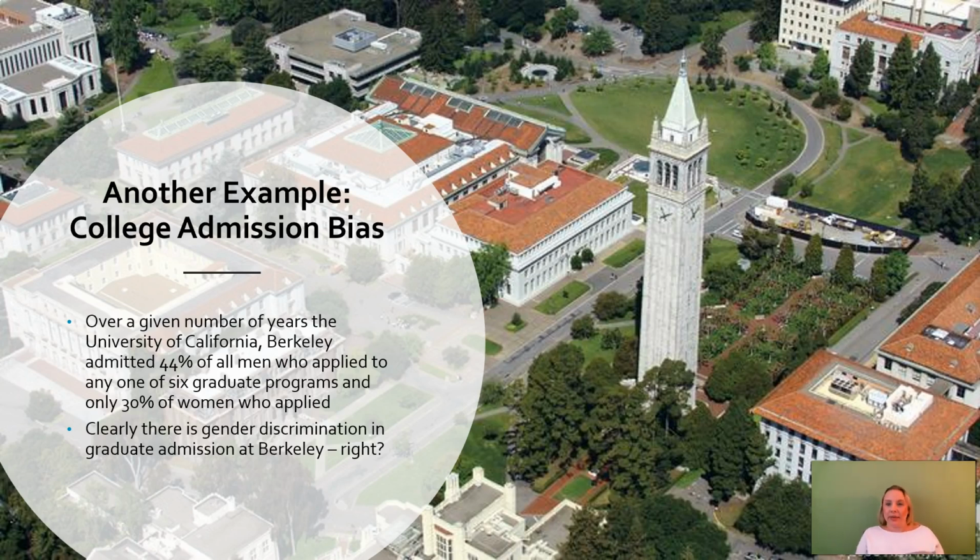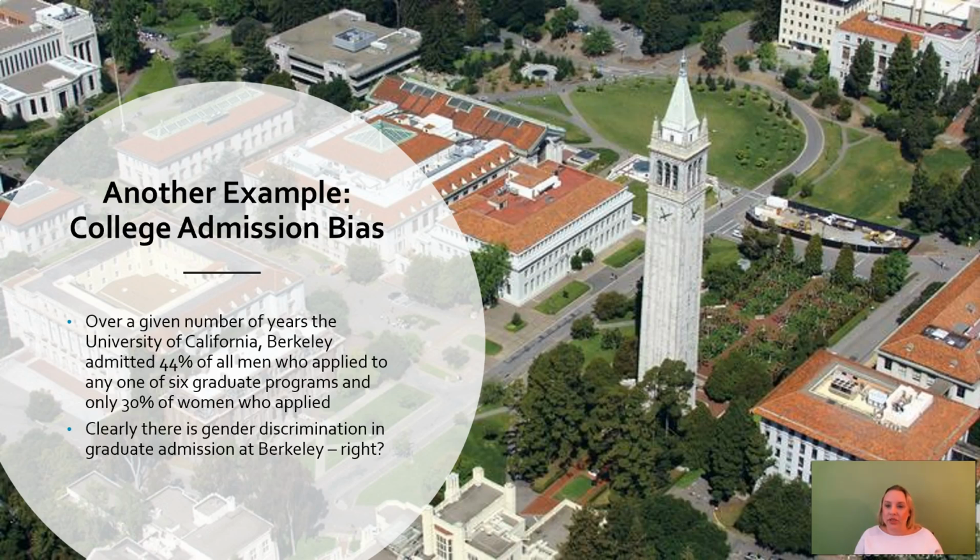Let's look at another example. We have college admission bias. Over a given number of years, the University of California, Berkeley admitted 44% of all men who applied to any one of 6 graduate programs and only 30% of women who applied. Clearly, there must be gender discrimination, right? Well, there's probably some other things that we're not looking at here.